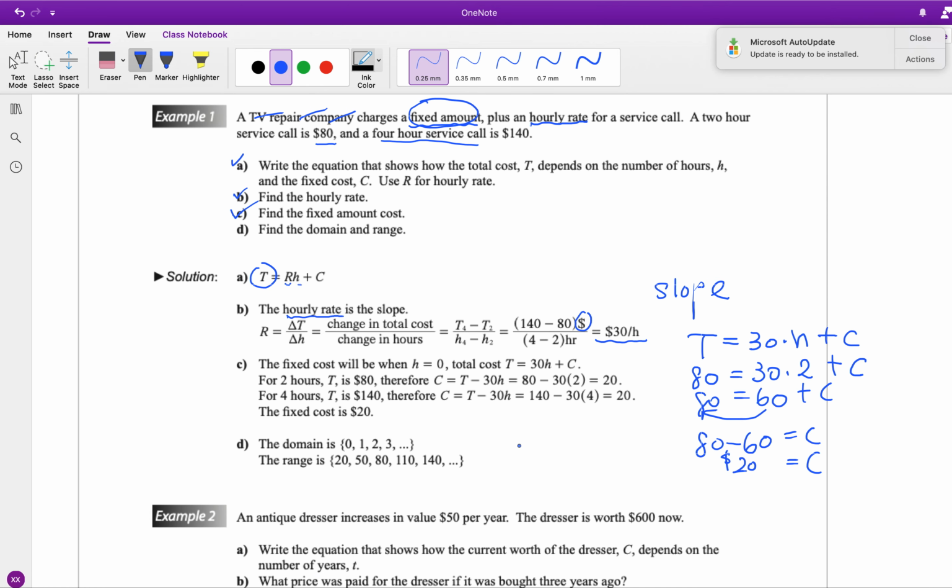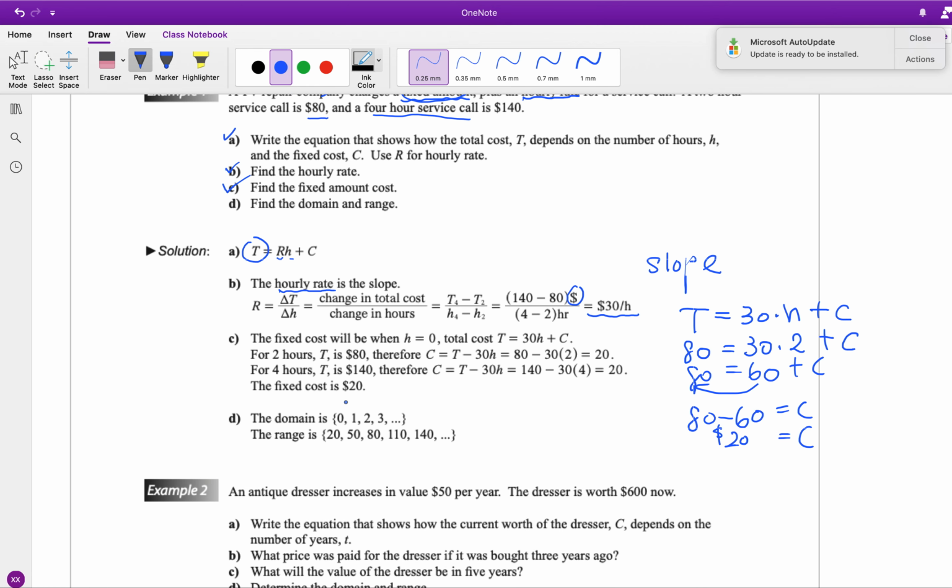So the domain means that yes, he could just show up at the door, 0 hours. Well, you're going to be charged $20. Doesn't matter. He just set a foot into the door and you have to pay the fixed rate. Now he was with you for 1 hour. So 1 hour is $30, $30 added on to the fixed amount, the 20.